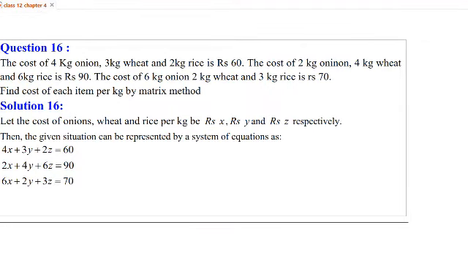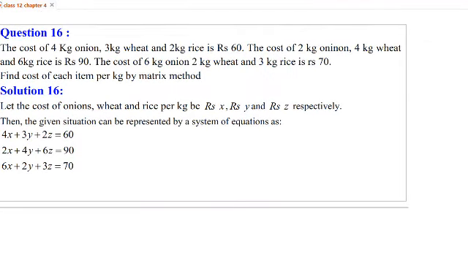Okay, now word problems. I'll be putting another video on word problems later on. Right. So here a simple one is there. The cost of 4 kg onion, 3 kg wheat and 2 kg rice is 60. Cost of 2 kg onion, 4 kg wheat and 6 kg rice is 90. The cost of 6 kg onion, 2 kg wheat and 3 kg rice is 70. Find the cost of each item per kg by matrix method.